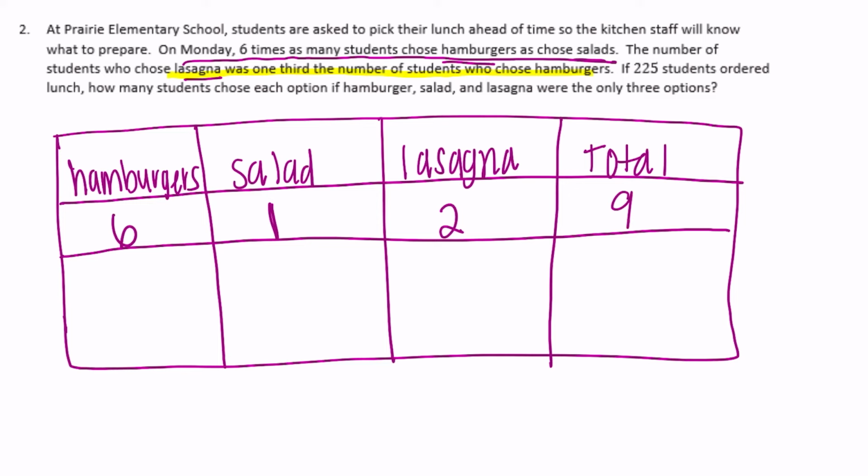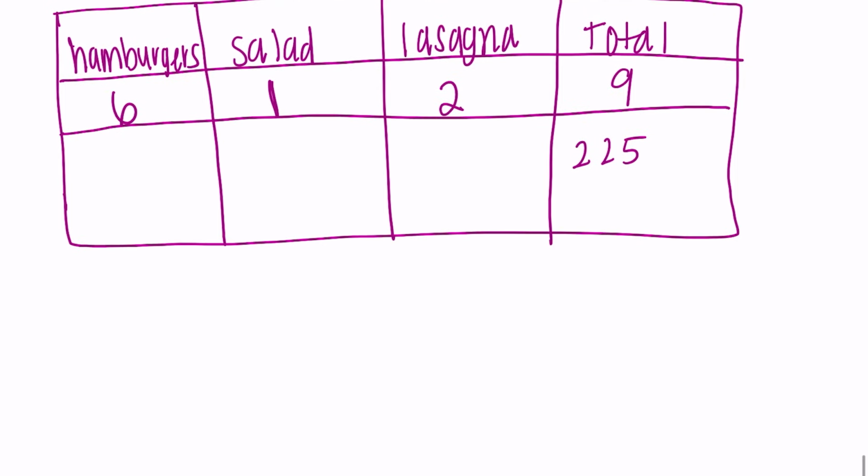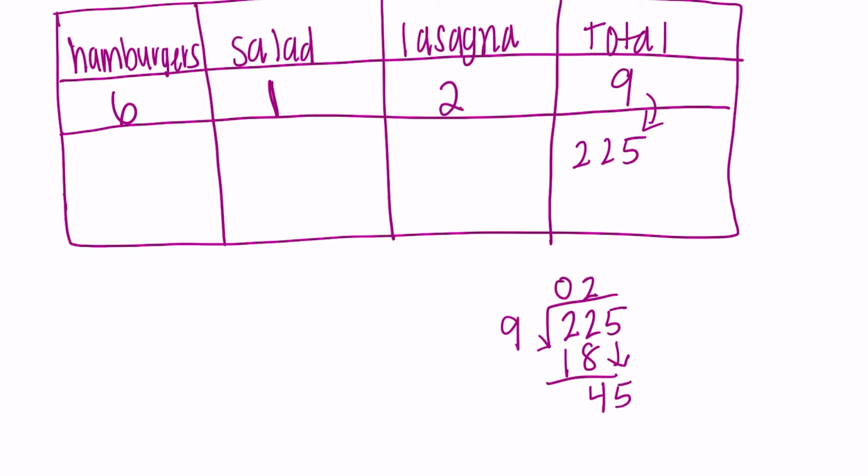So then our next column, we know that there are 225 students who ordered, and we can use that ratio to figure out lasagna, salad, and hamburgers. So let's figure out what one part of 225 would be if we split it into 9 equal parts. So 9 can't go into 2, but it goes into 22 twice, and that would be 18. Bring down the 5. 9 goes into 45 5 times. 9 times 5 is 45, so that's great. We don't have a remainder.